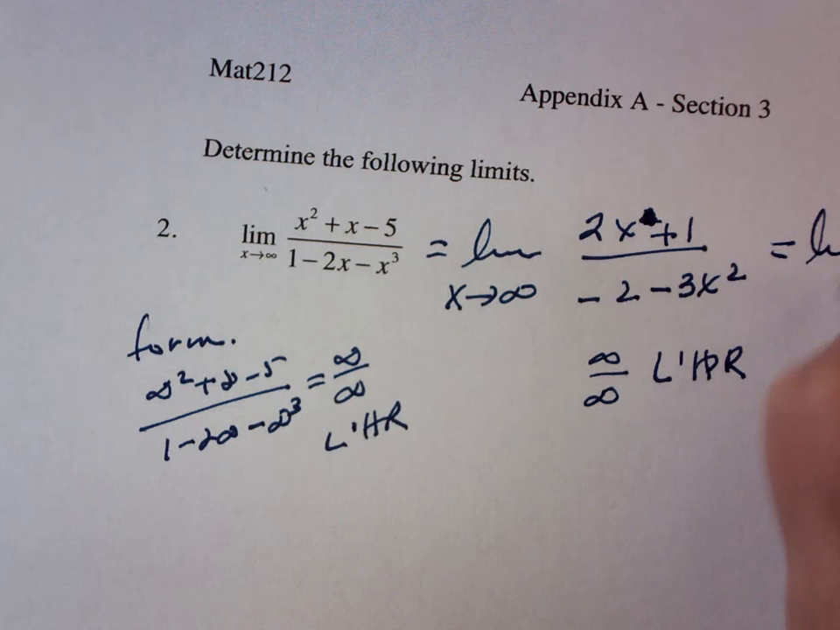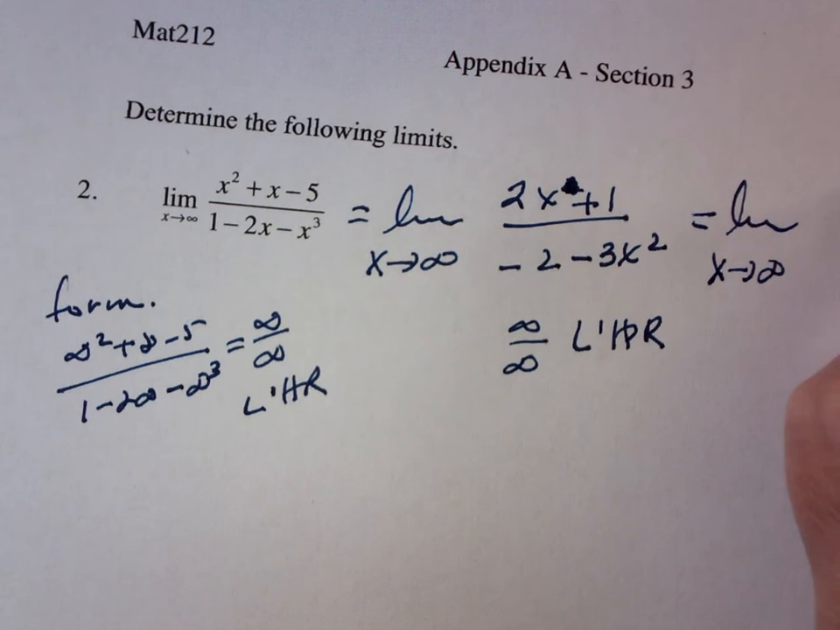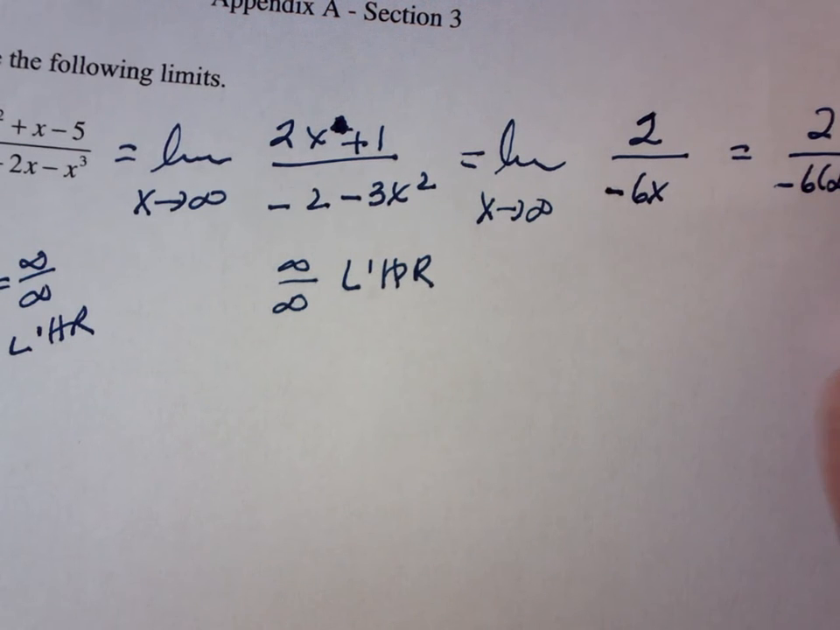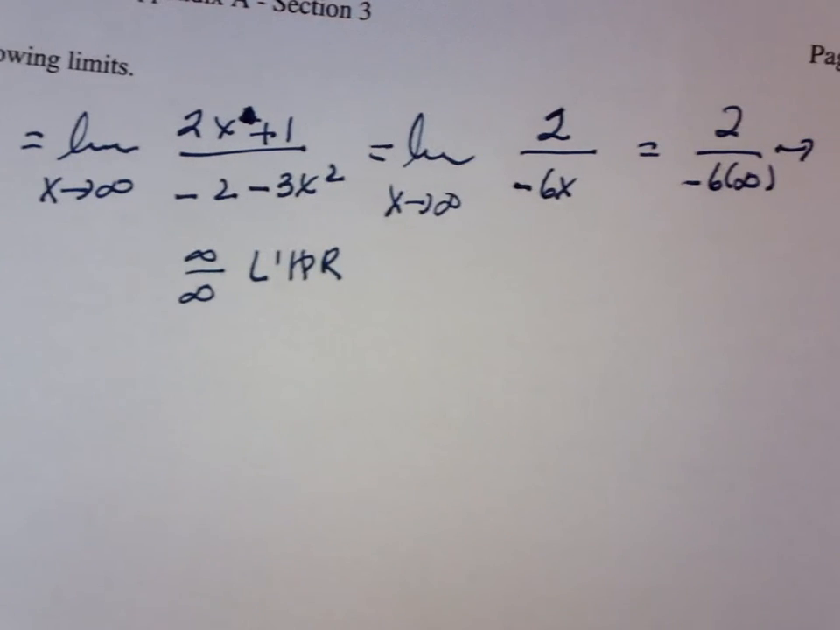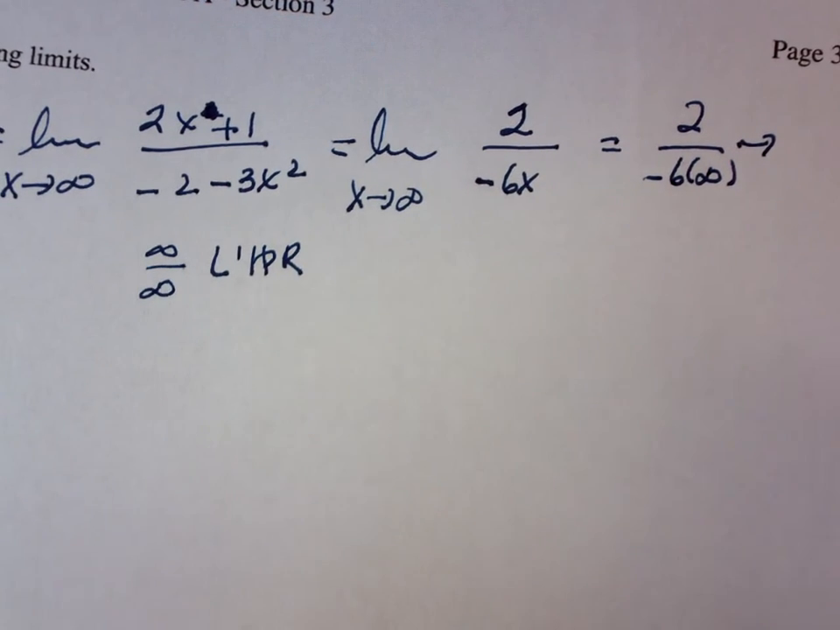So this is the same as the limit as x goes to infinity. Derivative of the numerator is 2. Derivative of the denominator is minus 6x. So this becomes 2 over minus 6 times infinity, which goes to what? Which goes to 0. You've got to keep at it till it is done.